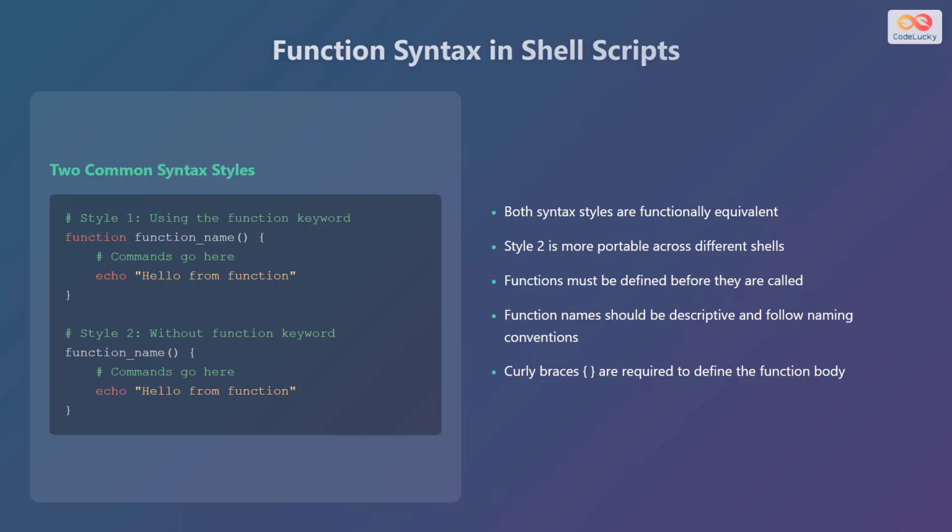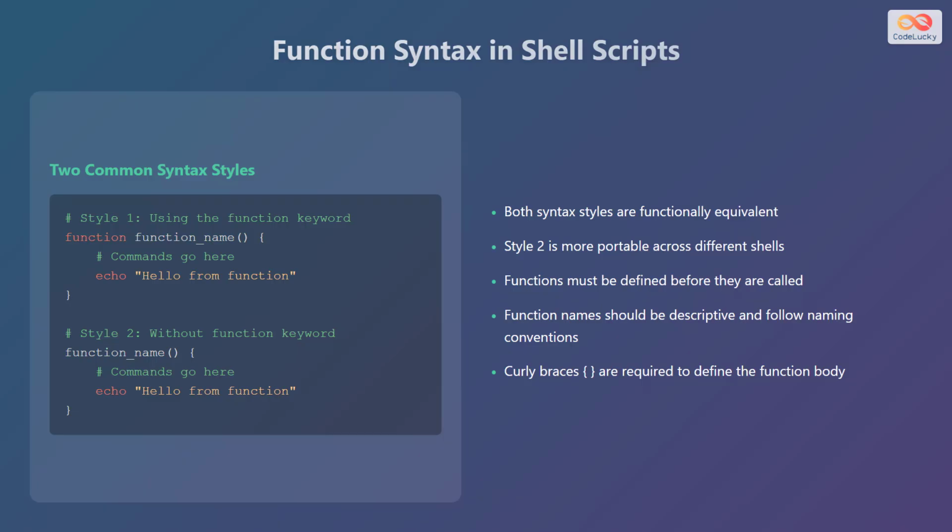Here are two common syntax styles for defining functions in shell scripts. Style number 1 uses the function keyword. You start by typing the word function, followed by the name you want to give your function, then parentheses. Inside the curly braces, you put the commands that the function will execute. Style number 2 is without the function keyword. You simply start with the function name, followed by parentheses, and then the commands inside curly braces.